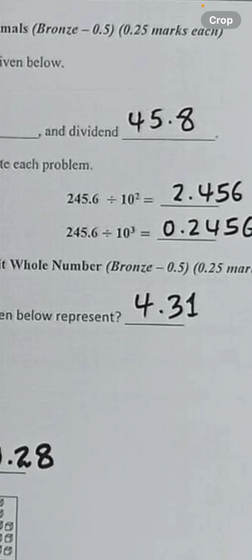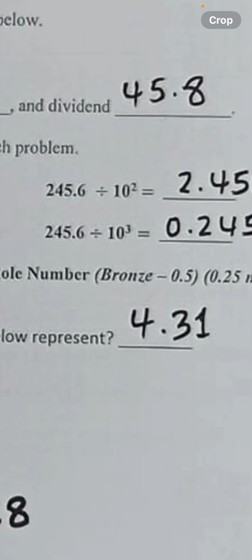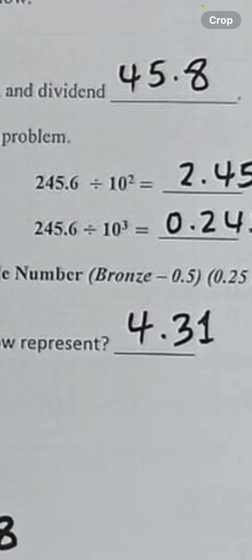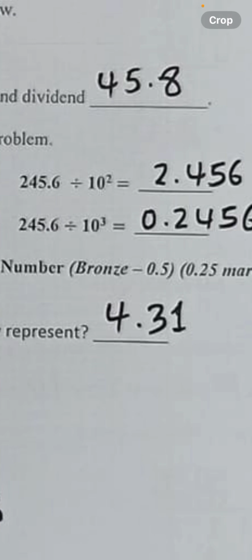But look here, for example, 245.6 divide 10 power 3. The divisor here is 10 power 3, so the exponent is 3. So we need to move the point to the left 3 steps. So the point was between 5 and 6, and we move it after 5, then after 4, then after 2. So it becomes 0.2456.